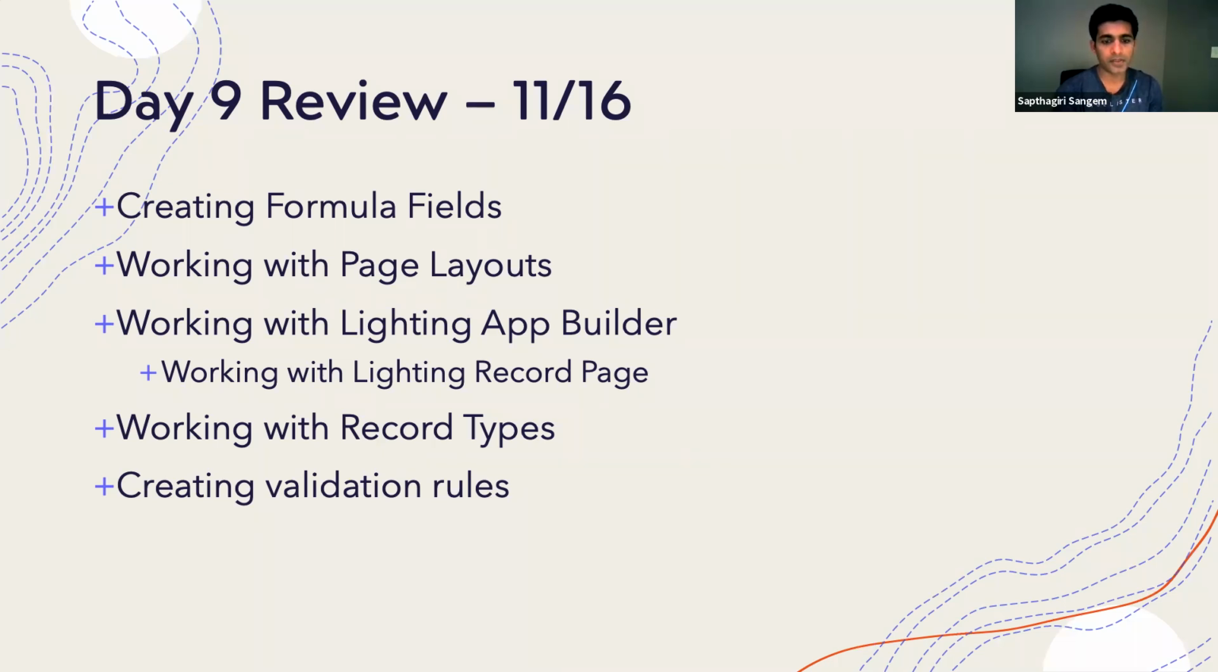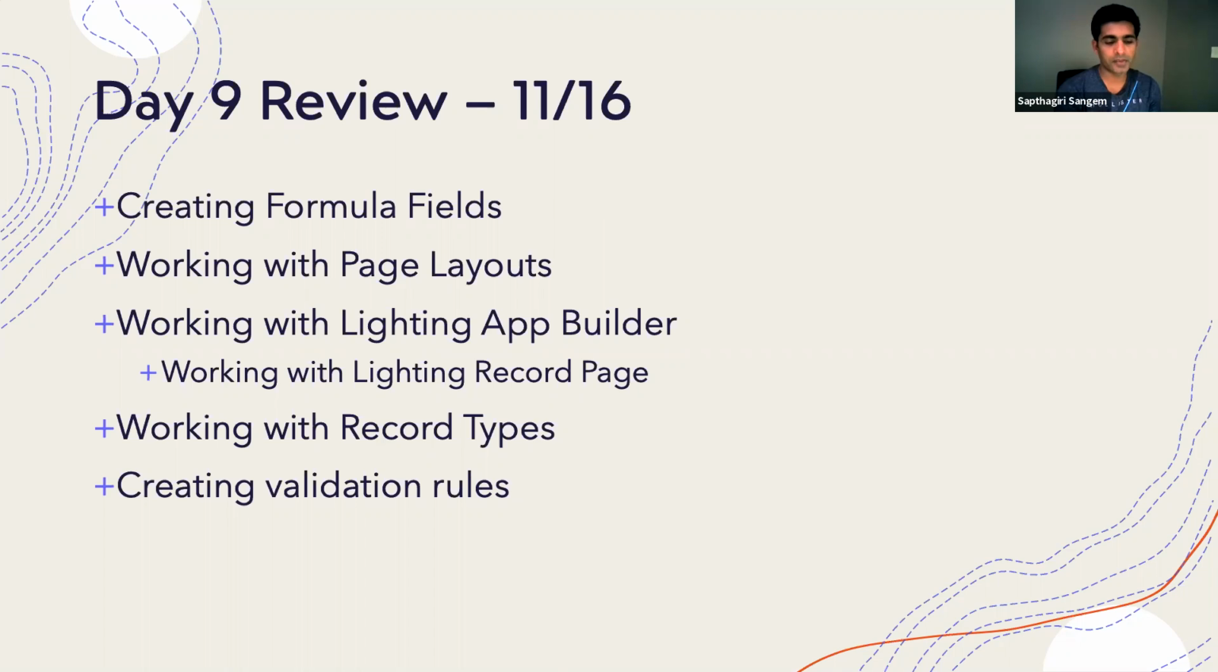And then we looked at the record types. Basically, if the same record, and if we want to give different experience for the fields or pick list values, that's where we use record types. And the page layouts, we can create multiple page layouts, and we can assign multiple page layouts to profiles. But if there is a need to show different pick lists and all, we need to go for record types.